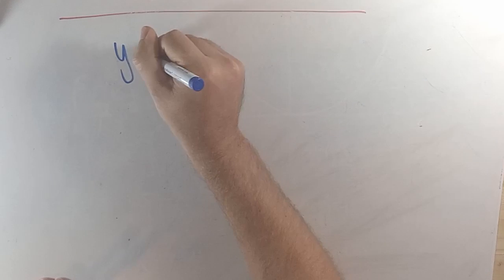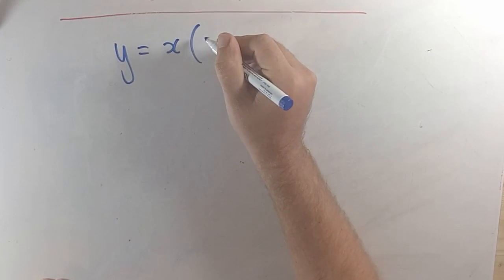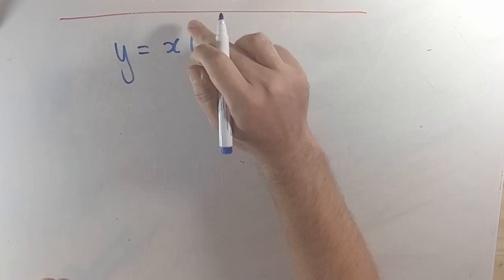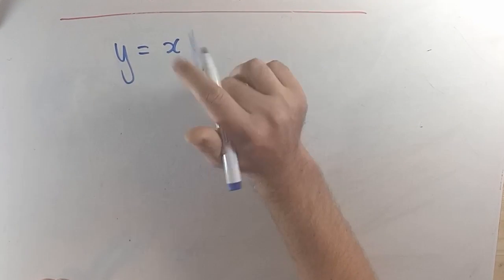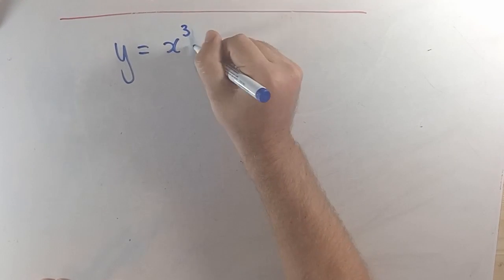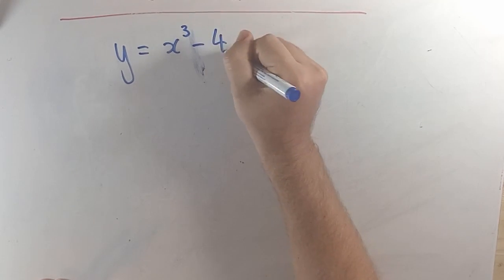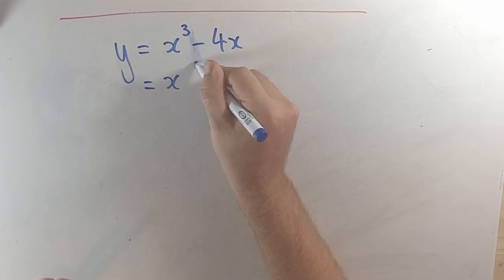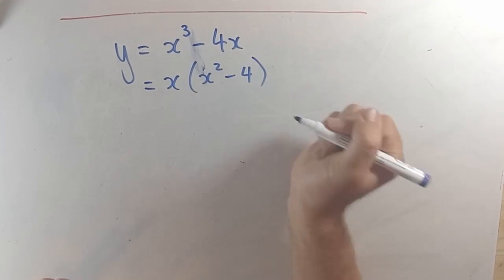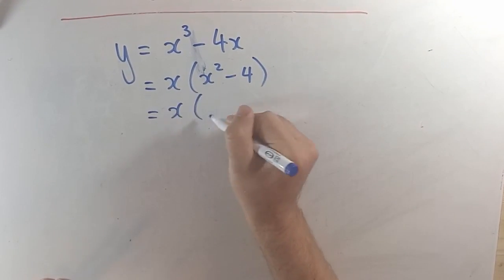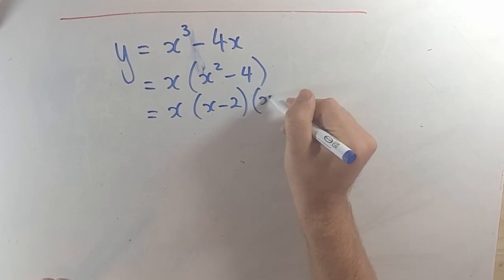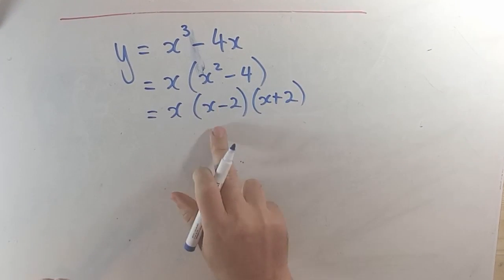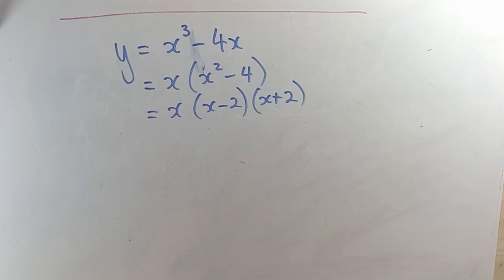Let's consider the graph of y equals x. Well, actually, we're going to do y equals x cubed minus 4x. Let's factorize this one first. We take out a common factor of x. We get x squared minus 4, which is the same as x minus 2, x plus 2. Using the difference of two squares, you get conjugate factors here.